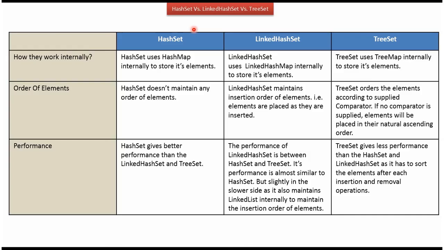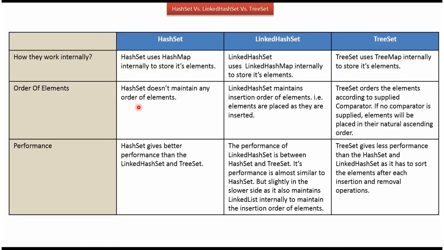Now we will see the difference between HashSet, LinkedHashSet and TreeSet. How they work internally. HashSet uses HashMap internally to store its elements. LinkedHashSet uses LinkedHashMap internally to store its elements. TreeSet uses TreeMap internally to store its elements.